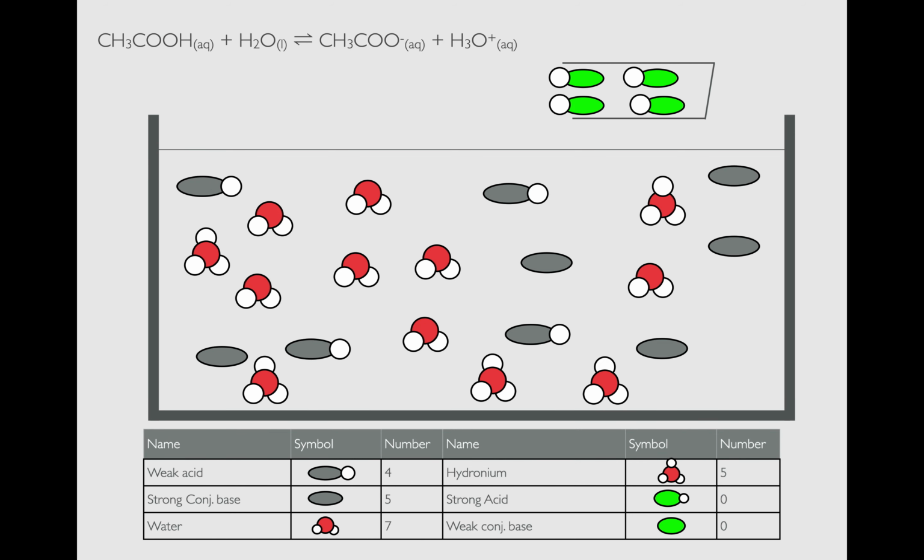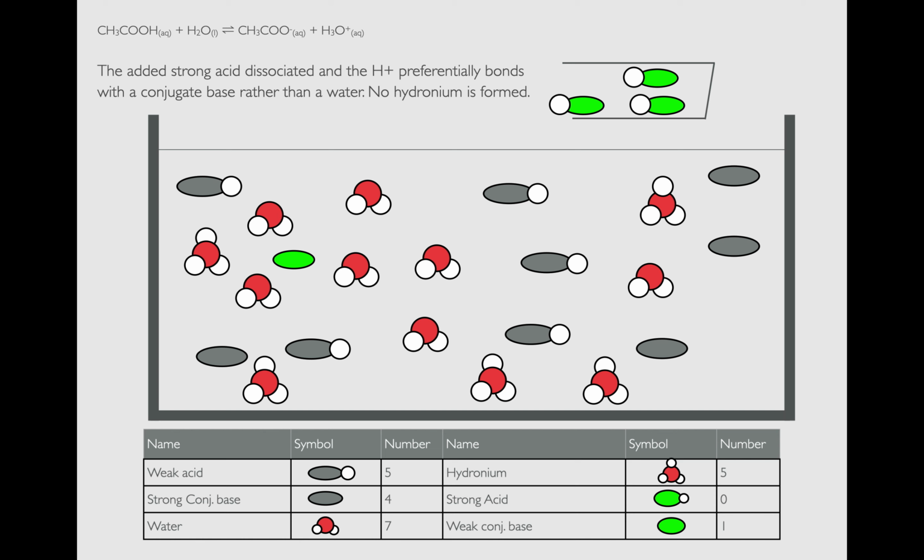I've done a little model here. A lot of water's in there. Got a couple of hydroniums, and I've got a few conjugate bases and acids in there. Up the top there, I've got some strong acid being added to it in the green. If I put one molecule in, the H plus goes and reacts with the strongest base, which is the conjugate base. So it doesn't react with water to form hydronium. The concentration of hydronium doesn't change, so the pH doesn't change.